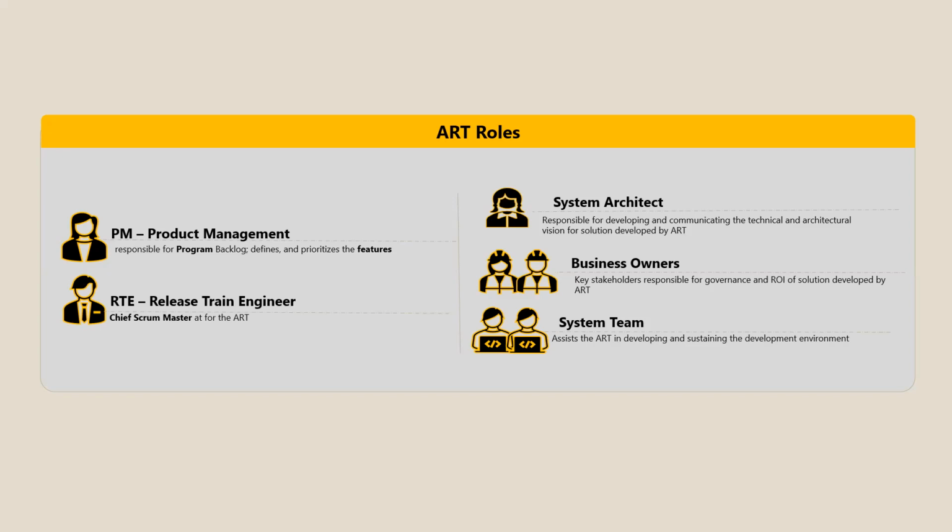Okay, let's move on to the next one. So I have an Agile release train. I have all these roles. So how does everything fit together? How can I show everything in one picture? Here.